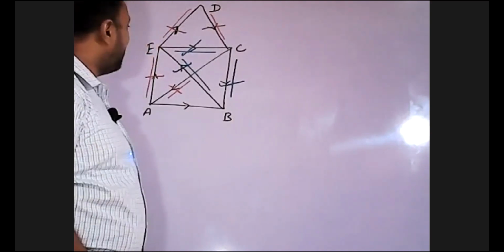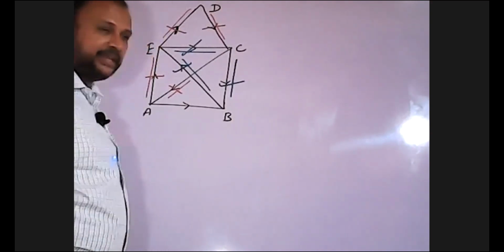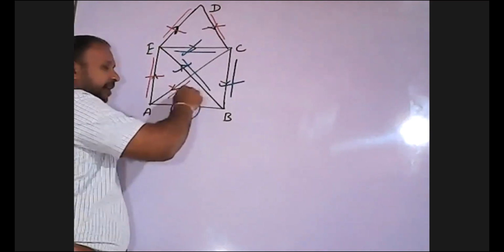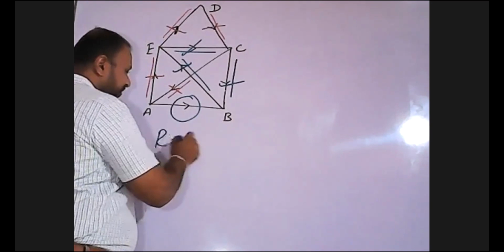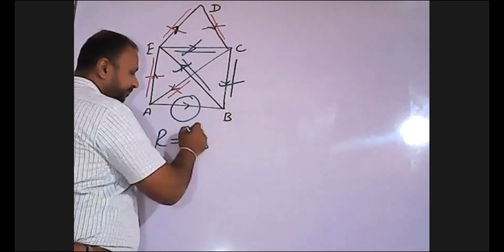So after removing all these forces, there is only one force. What is that? AB. Therefore, the resultant is equal to the AB force, the AB vector.